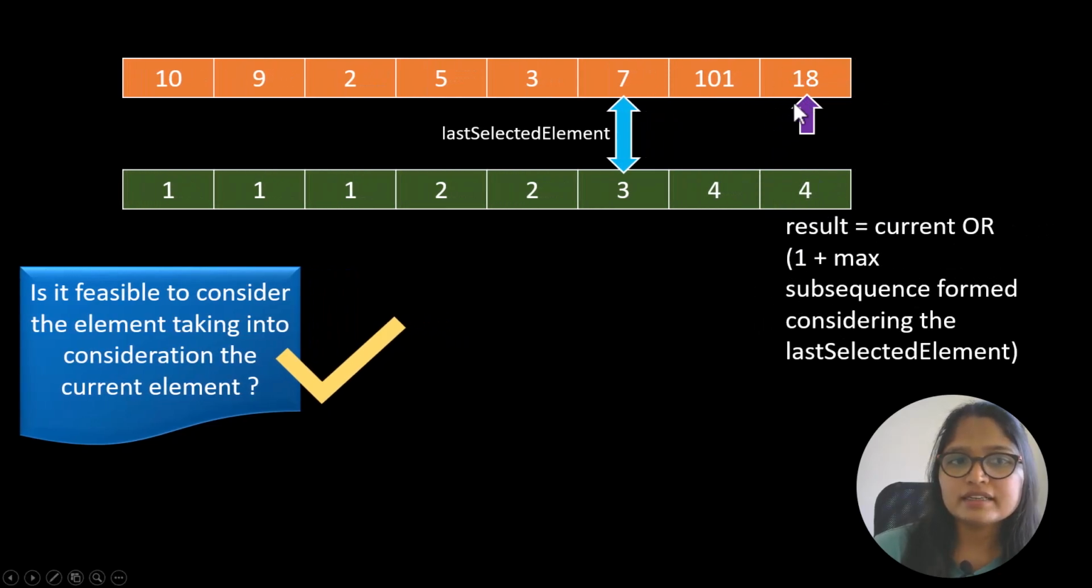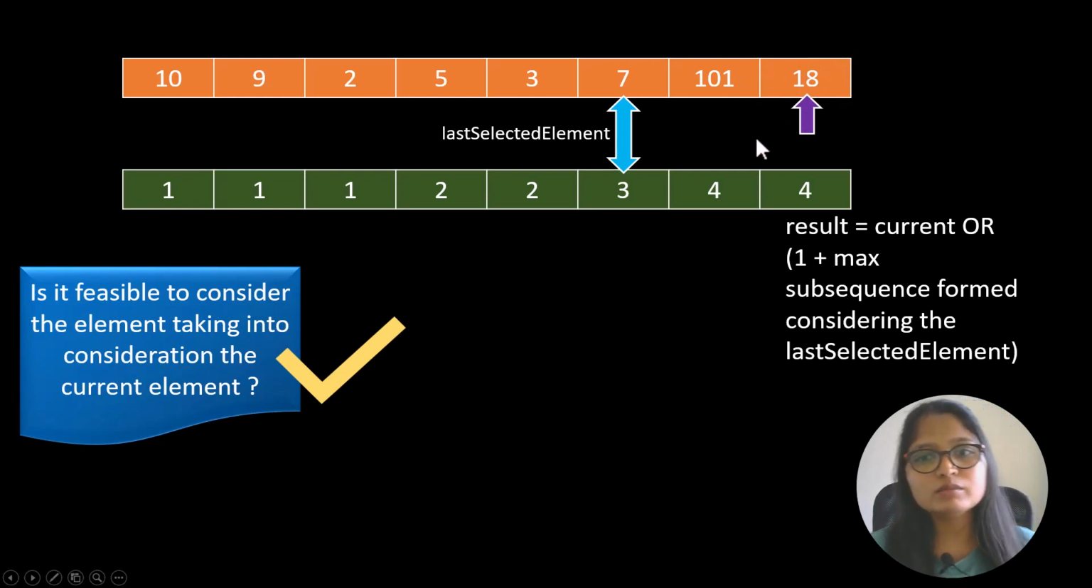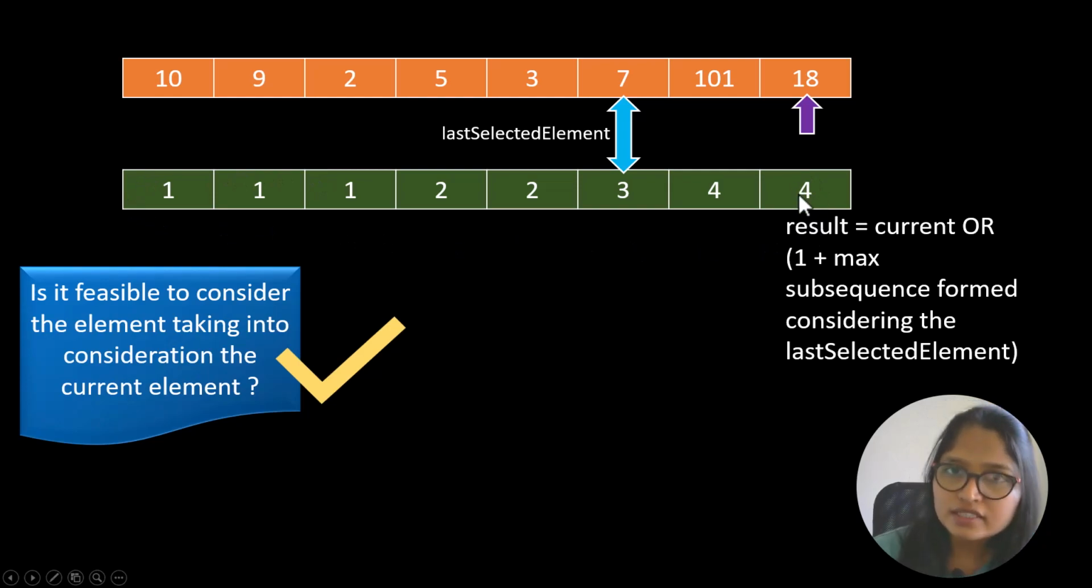Let's move to 18. Again with 18, same scenario is going to be there. If I come to 7, I'll get 3 plus 1, which is 4. And if I go to 101, 101,18 is not possible. So this is the last previous index that we could consider if we are taking 18 into consideration. The maximum that we have got in this array is 4, which is the answer.